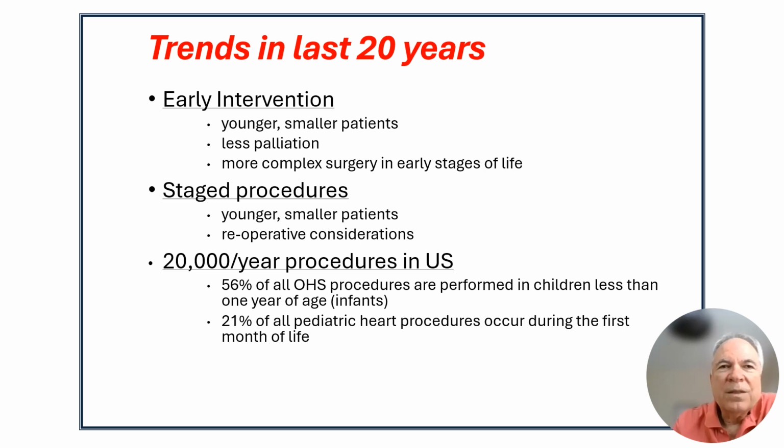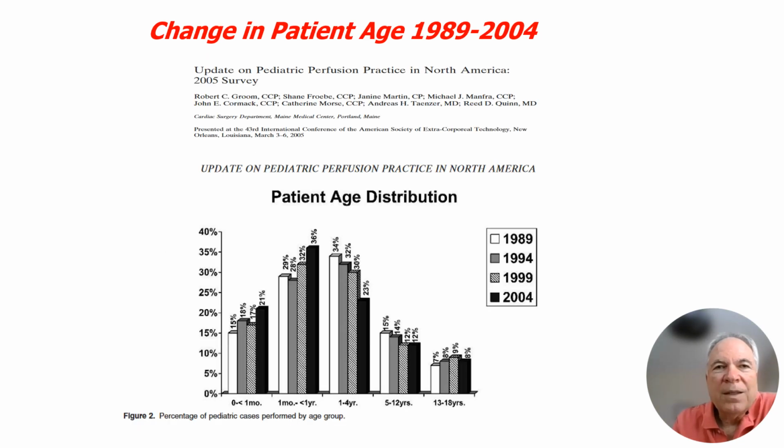So the trend is that patients are getting smaller and smaller, there are fewer palliative operations, and patients are getting primary repairs. This is from a little bit older survey from Pediatric Perfusion, but it just shows the change in patient age. This is 2004, and you can see the black line is the patients less than 1 month of age, and over the years from 1989 to 2004, the number of patients getting operated on in the first month of life keeps going up, and in the first year of life keeps going up.